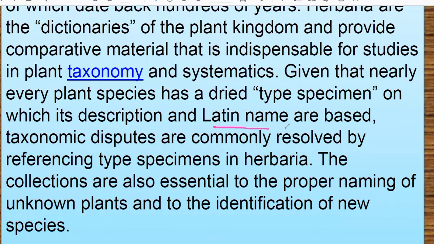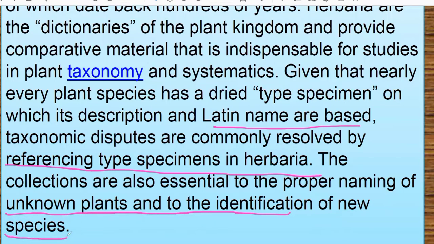So Latin names are based, and taxonomic disputes are commonly resolved by referring to the type species in herbaria. The collections are also essential to the proper naming of unknown plants and to the identification of new species. So this herbarium is used for the existing and previous plants. Information is available in herbaria. By the herbaria, we can identify that.